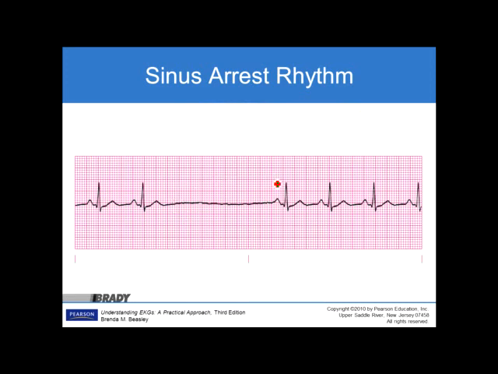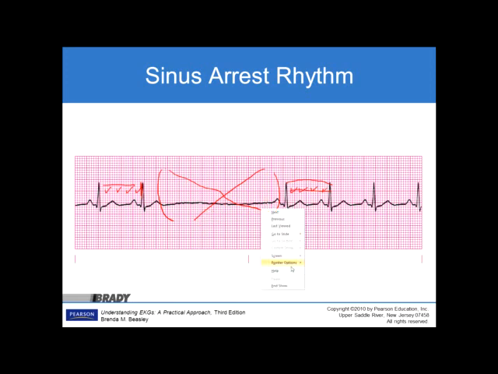It doesn't take a rocket scientist at this point to figure out that we're missing something in this section here. Matter of fact, if we look at the distance between these two, 1, 2, 3, and about a half of the large boxes. 1, 2, 3, and a little over half, so it's pretty rhythmic. This before and this after are about the same rhythm. Just during this time period right here is where we had the sinus arrest.